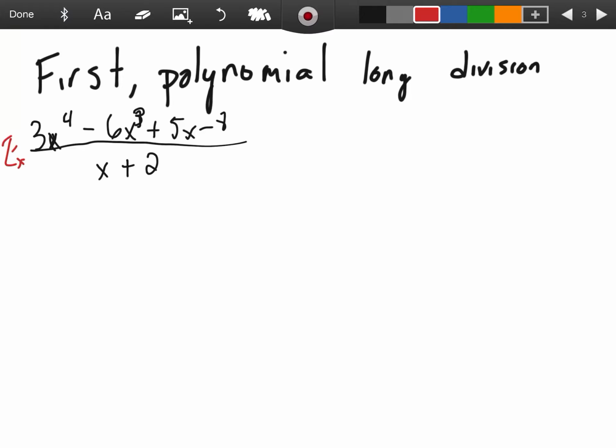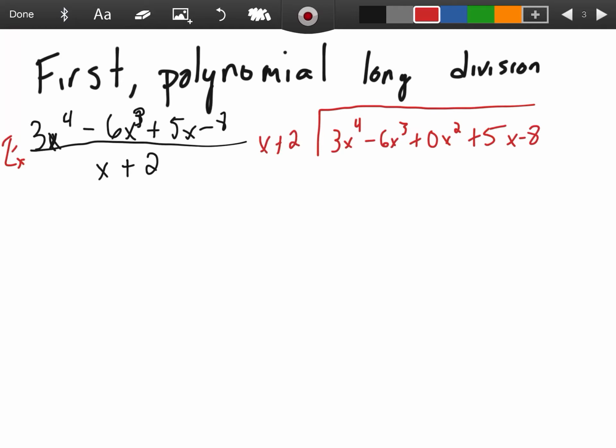All right, so let's start off. Again, we're going to try this one with polynomial long division first. So 3x to the fourth minus 6x cubed plus 0x squared. We have that placeholder there, plus 5x minus 8. Again, that placeholder is going to be very important as we do synthetic division.